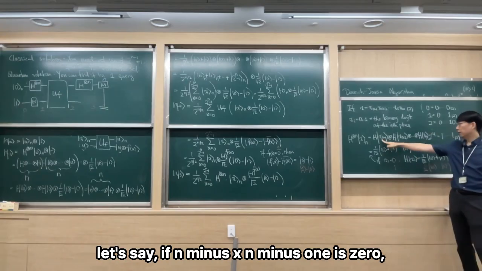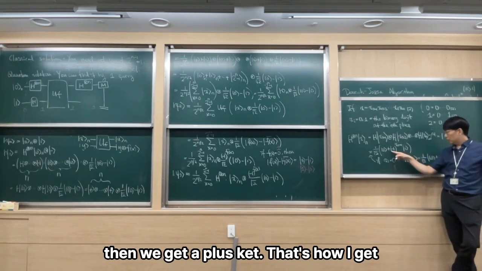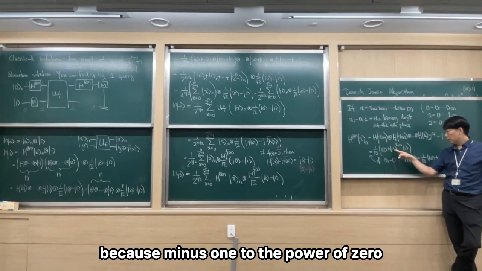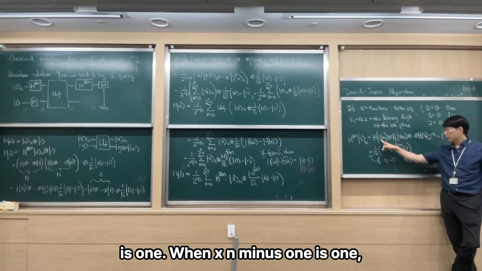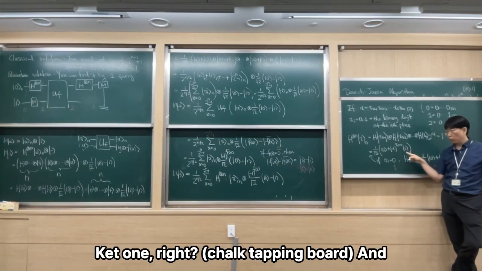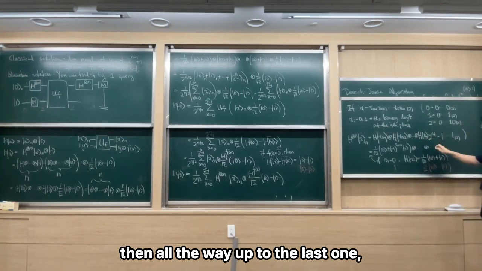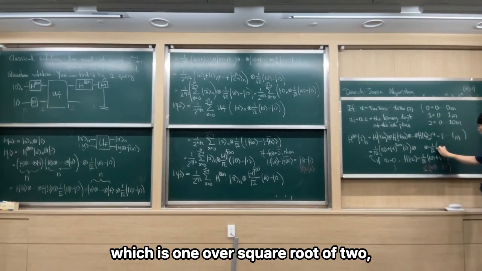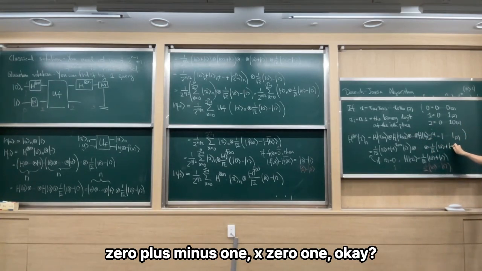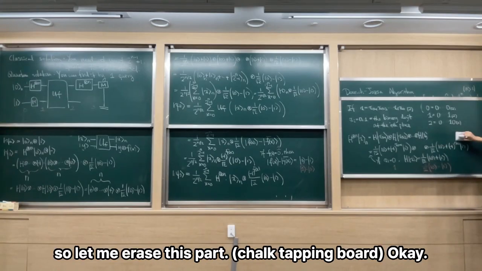So for the first one, if x_{n-1} is 0, then we get a plus ket 1. That's how I get this plus ket here, because minus 1 to the power of 0 is 1. When x_{n-1} is 1, then I get minus 1 to the power of 1, so I get the negative ket 1, right? And then all the way up to the last one, which has 1 over square root of 2, ket 0 plus minus 1 to the x_0, ket 1. Okay? It's confusing, so let me erase this part.